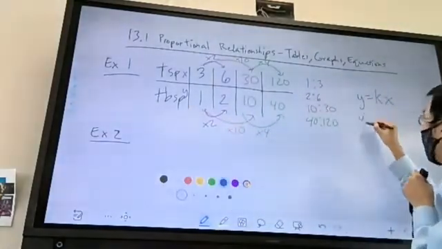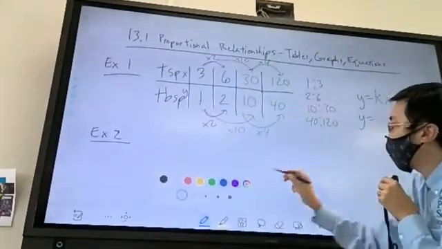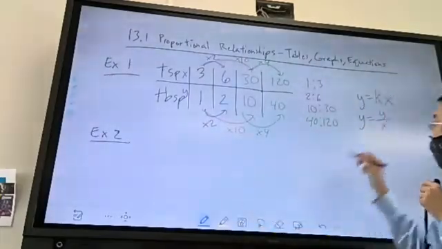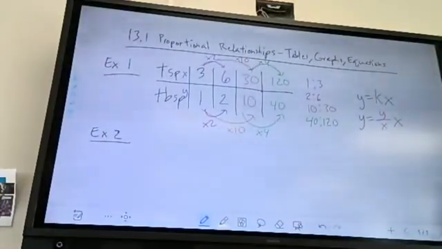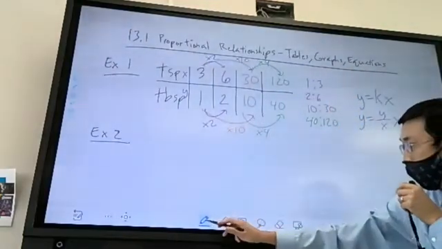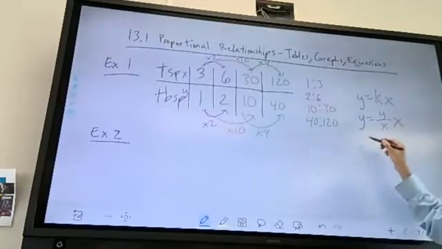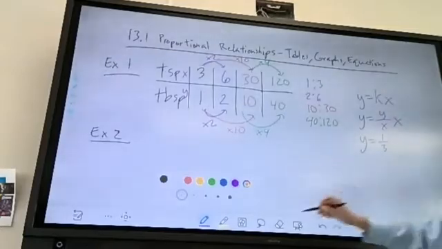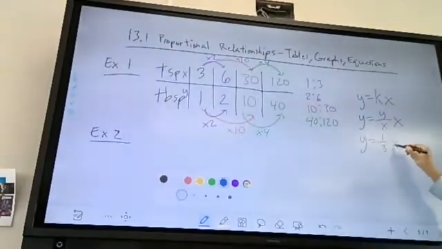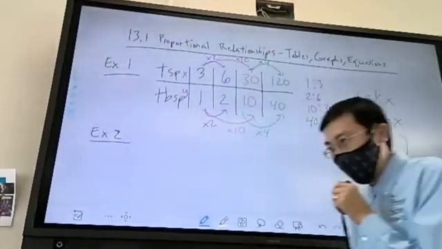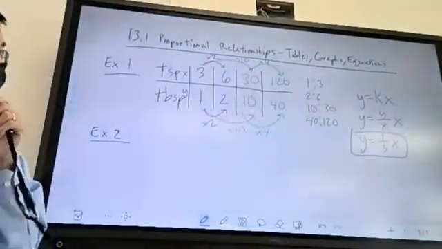So if I want to write this again, I have y equals y to x times x. And our lowest form for y to x is going to be 1 to 3, right? So instead of writing y equals y to x, we can write y is equal to 1/3 x. That will be our equation. Okay. Y equals 1/3 x.